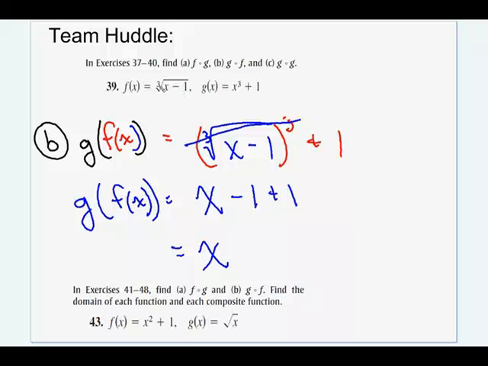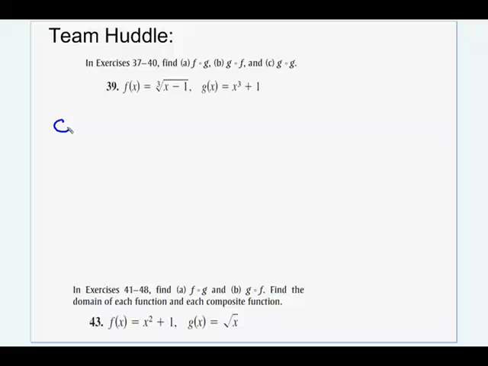Neat. We did the composition one way and got x. We did the composition the other way and also got x. That tells us that these are actually inverse functions. If I take an x value and plug it into f of x, I'm going to get an output. If I take that output and plug it into the g of x function, I'm going to get right back to where I started, the original input I put into the f of x function.